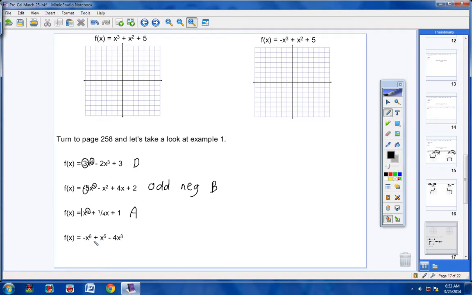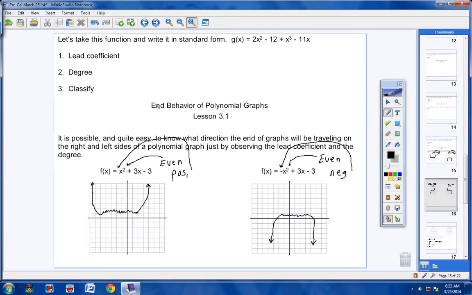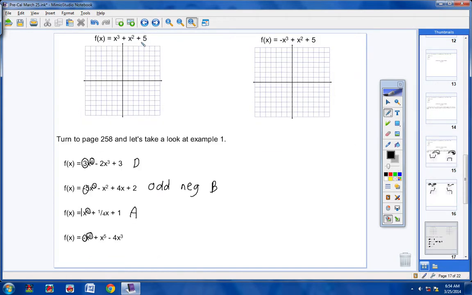Now let's take a look at this example. We have an even degree and a negative lead coefficient. Even degree, negative lead coefficient. Here it is. Even degree, negative lead coefficient. Down to the left, down to the right. So that's obviously going to be letter C. Down to the left, down to the right.